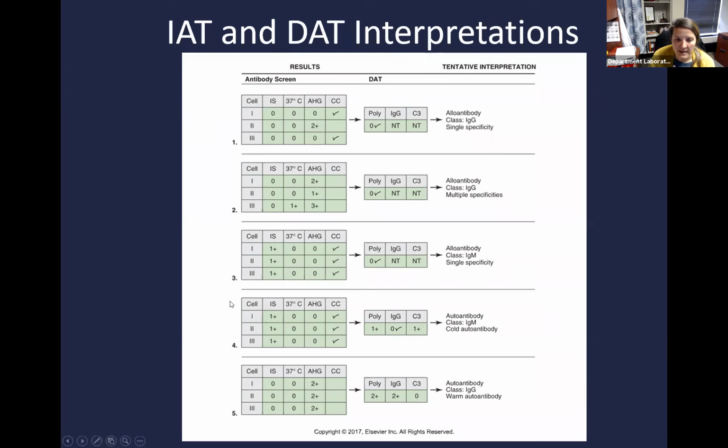All right, look at example number 3. Notice that we have a 1+ reaction across the board, screening cells 1, 2, and 3. So we might suspect a cold reacting antibody, an alloantibody, because our DAT is negative. All right, so there's nothing coating patient cells. And because it's reacting at initial spin, we can infer that it is an IgM alloantibody.